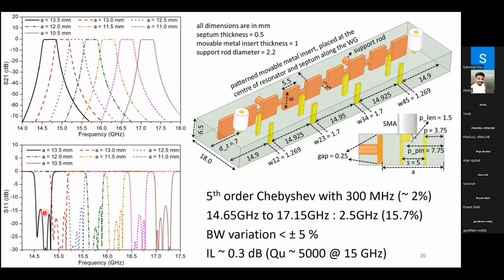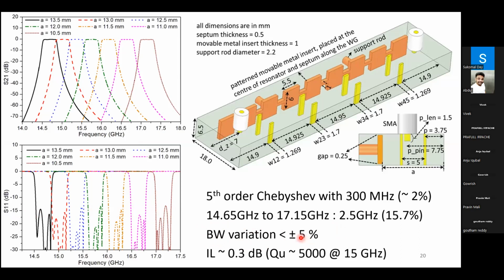You see a very neat response of the filter being tuned using a single motor. So basically there is a linear displacement of the tuning wall, and that shifts the frequency response from 14.5 gigahertz to around 17 gigahertz. And the return loss performance is also reasonably good, better than 15 dB approximately. So we were able to meet the constant bandwidth criterion requirement.